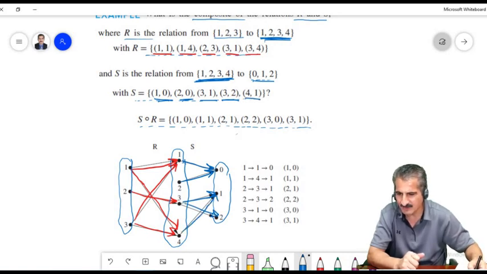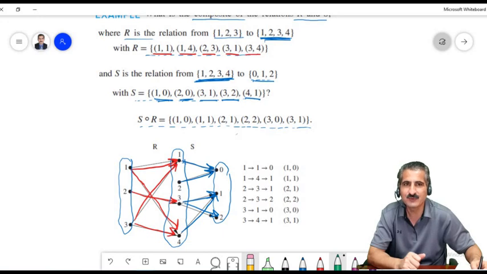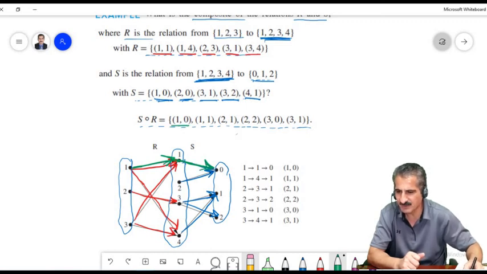Okay, good. Now, how do we compute the composition? We just follow the paths. So, this is a path going from 1 here, here. So, this is a path going from here to here. So, we will have 1, 0. Here we go. This is 1, 0.